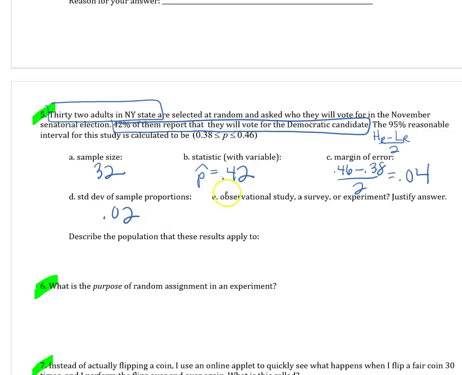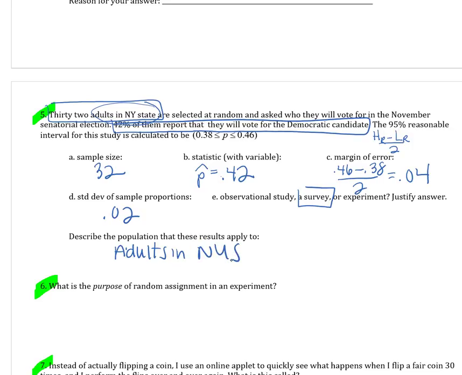And this is a survey because we're asking people and getting their answers. The population that we're trying to get information about is all adults in New York State because your 32 adults in New York State were who you selected. Okay, so again, it's not the 32 adults, that's your sample. The population is the larger pool that you're picking the 32 from, which is who you want information about. So adults in New York State.